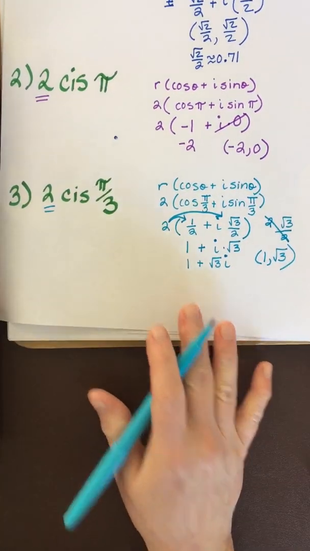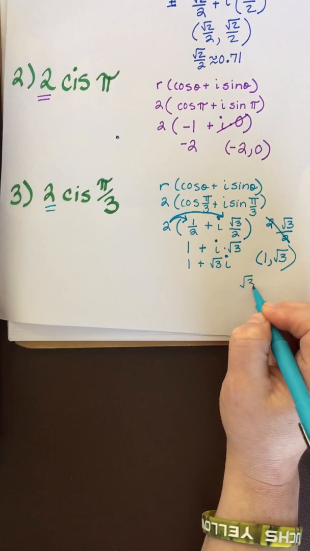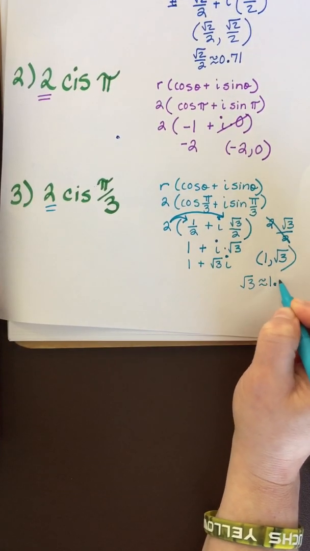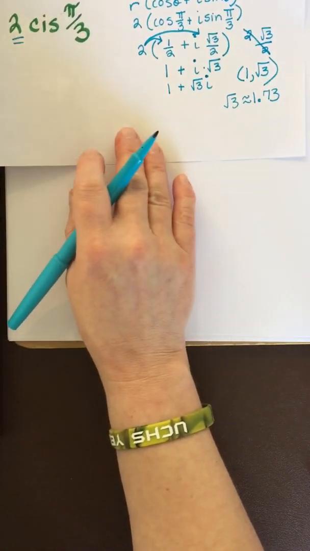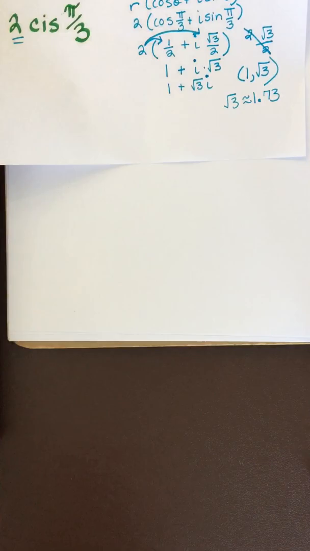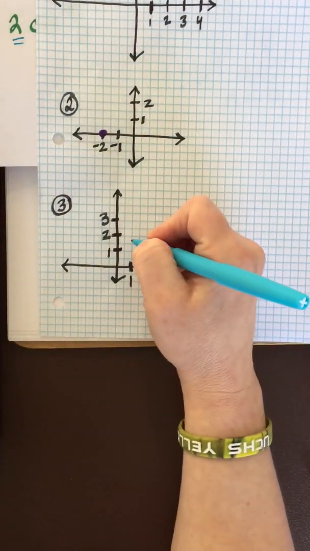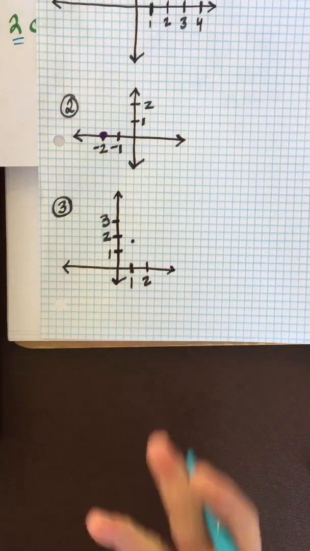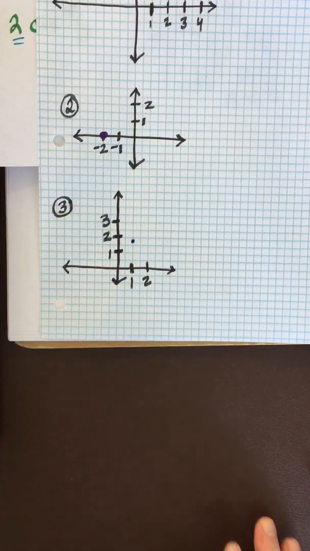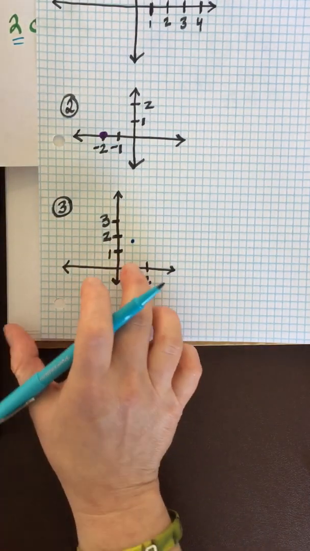And again, for graphing purposes, I'm going to approximate the square root of 3 as approximately 1.73. So I'm going to go over 1 and up 1.73. All right, so over 1, up 1.73. So right about there. Again, this is an approximation. Okay, let's move on to the next part.